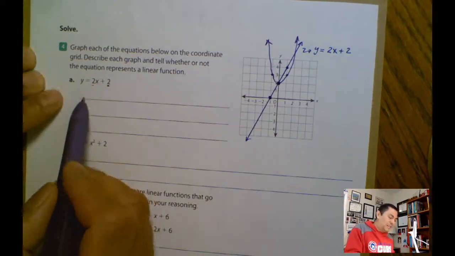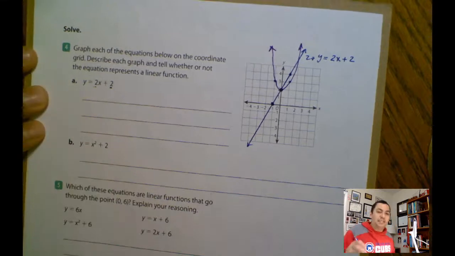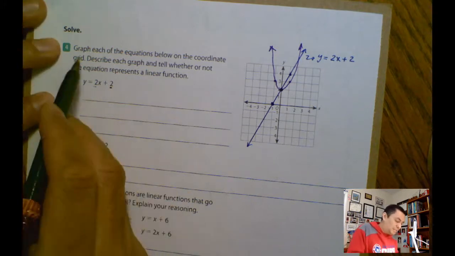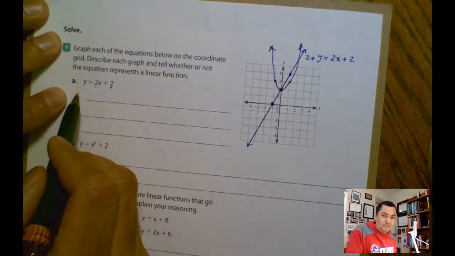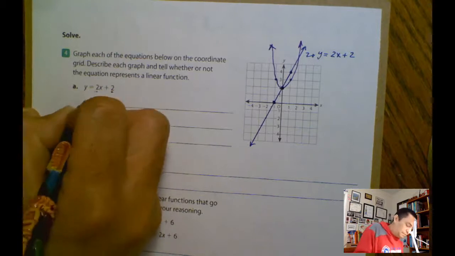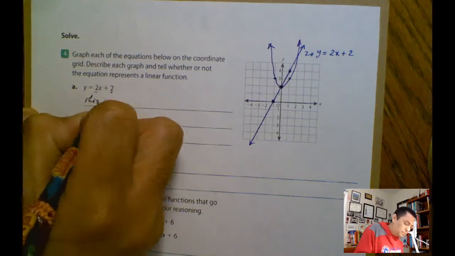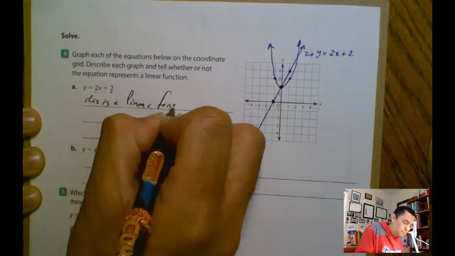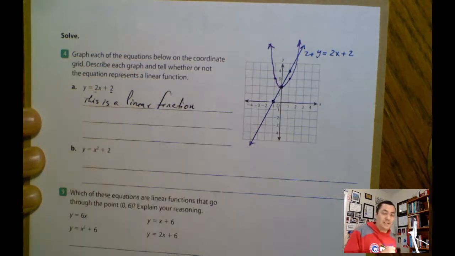So in this case, let's answer question A. This is a medium problem. It's not that hard, but it's not that easy. It needs a little bit of thinking and paying attention in the class. So when we graph, we said this is a linear function.